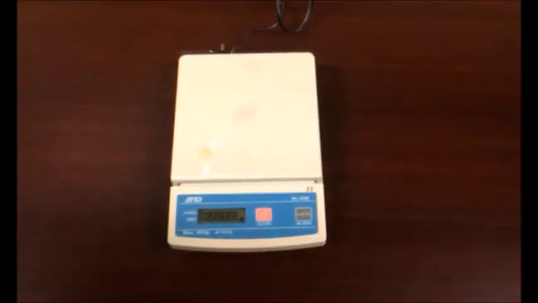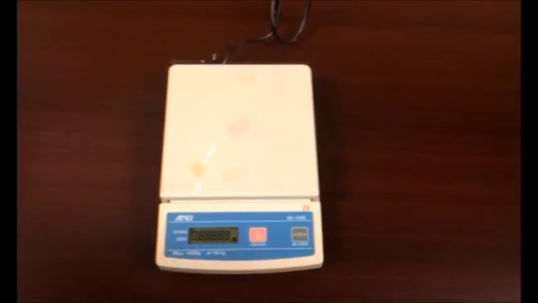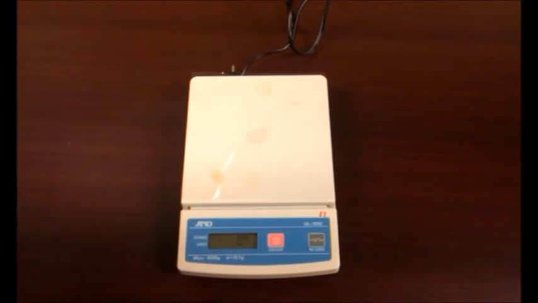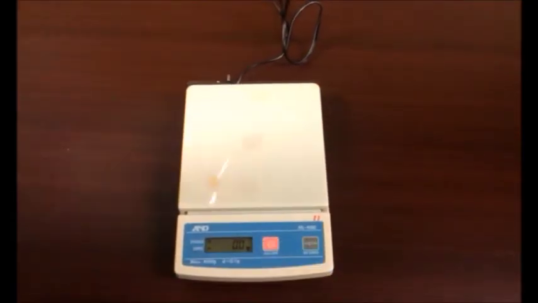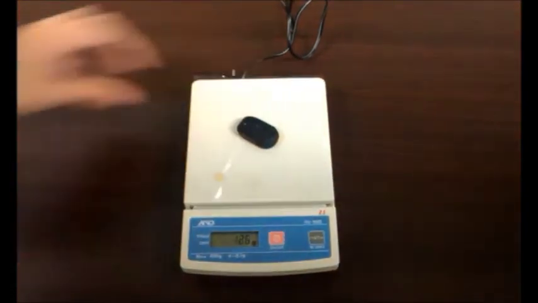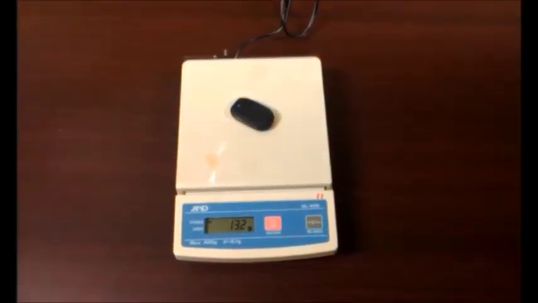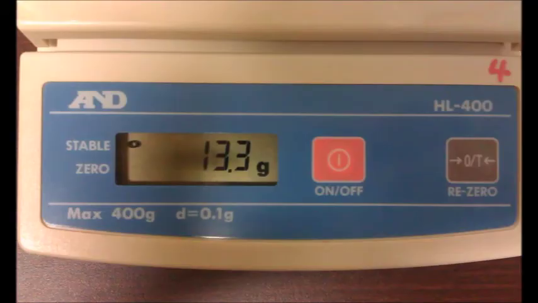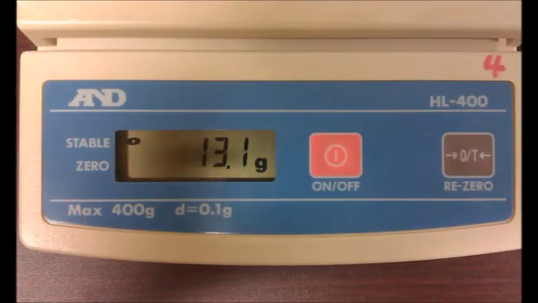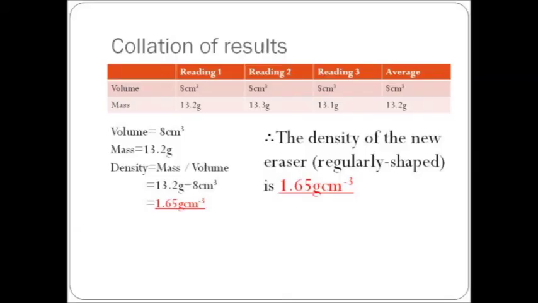Next, we will find out the mass of the used eraser. First, switch on the electronic balance and press the V0 button to recalibrate it. Then, measure the mass of the eraser and repeat this 3 times. Take the average of the 3 readings.